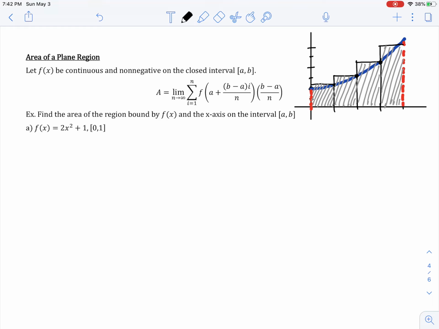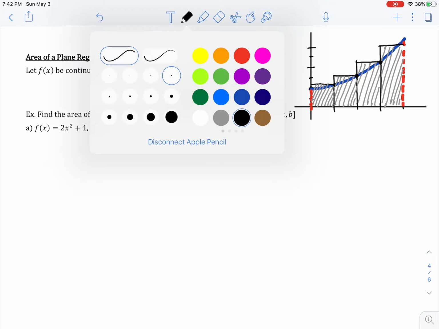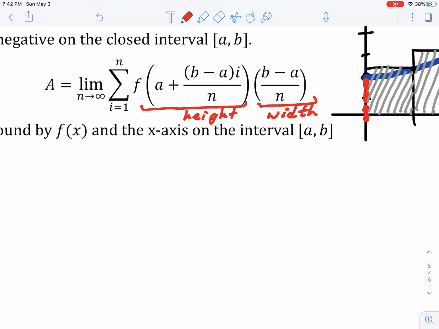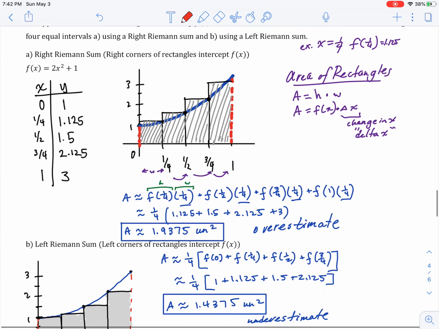And the formula is given to you right there, but it is not anything new. Despite the fact that it looks a little bit crazier, it is the same idea. We're still going to be looking at the height times the width, and that's going to give us the area of any one rectangle. And we're going to add up the area of each rectangle, and take the limit of that summation as n approaches infinity. So this is still the sum of f of x times delta x every single time.